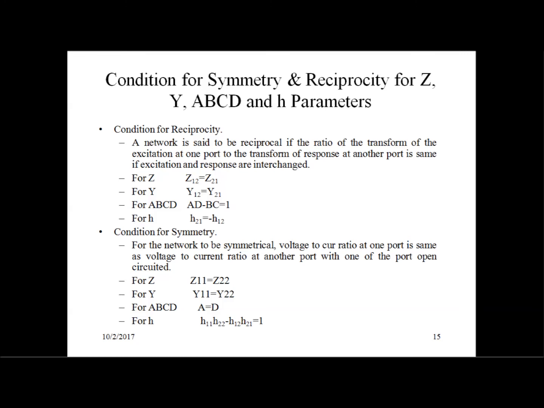Condition for symmetry: for the network to be symmetrical, the voltage to current ratio at one port is the same as the voltage to current ratio at the other port, with one of the ports open circuited. And these are the conditions for symmetry.